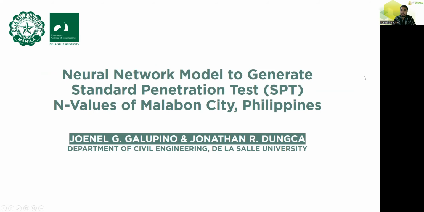Again, it is our pleasure to present our paper with the title Neural Network Model to Generate Standard Penetration Tests or SPT N-Values of Malabon City, Philippines. I am Engineer Joenel Galupino, and together with me is my advisor, Professor Dr. Jonathan Dungca, and we are from the Department of Civil Engineering.